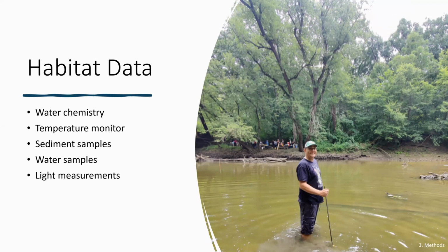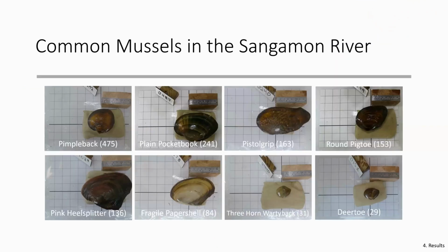So some of the common mussels that we find in the Sangamon are listed here with the numbers of how many we found of each one. And then you can also see how the morphometric photos turned out. I did crop them, so if you notice that some of them aren't positioned exactly the same, it's because I cropped them so you could see the smaller ones better. And you can see that mussels have a lot of diversity. They have a lot of different shapes and sizes going on.